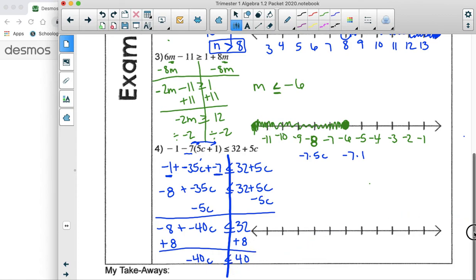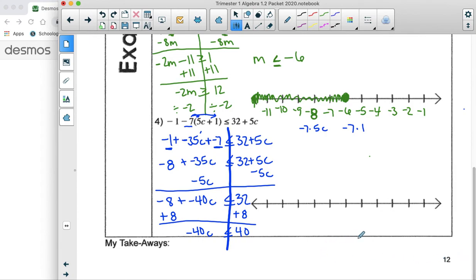Okay, hopefully you wrote a little bit smaller than I did, otherwise we're going to go a little bit into the takeaways, and that's okay. We're going to get rid of this multiplying by negative 40, so to undo multiplying by negative 40, we're going to divide. So divide by negative 40, do it on one side, do it on the other side.